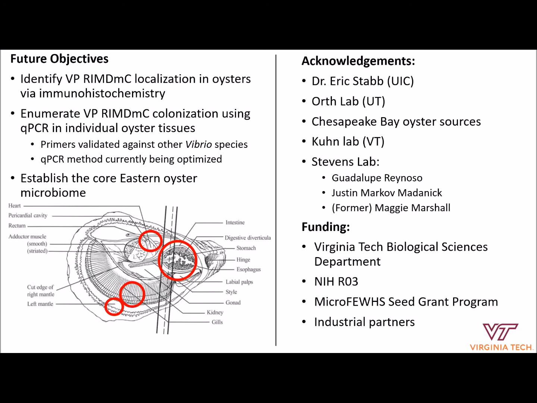I'd like to acknowledge Dr. Eric Stapp. He's the one who provided us with the plasmid. Dr. Orth, she's the one working on the IHC work. Oyster sources are in the Chesapeake Bay. Dr. Kuhn's lab is the one helping us out with a lot of the fish husbandry, or the oyster husbandry. And in our lab, Guadalupe, Justin, and Maggie have all helped out with a lot of the plating and a lot of the oyster work as well.